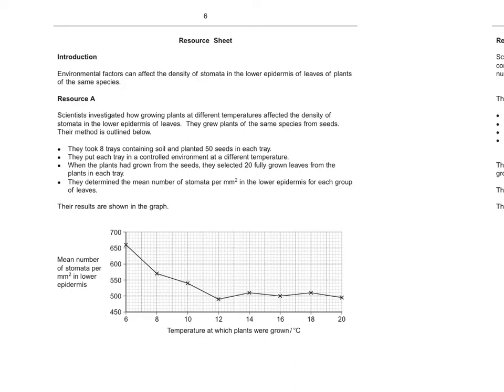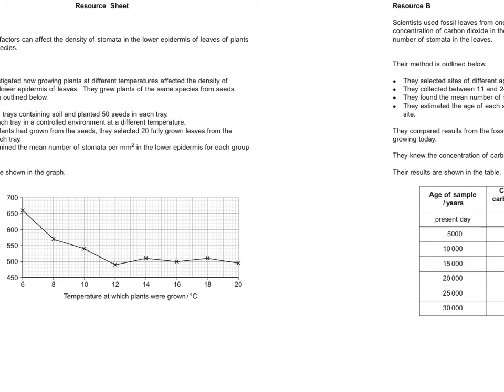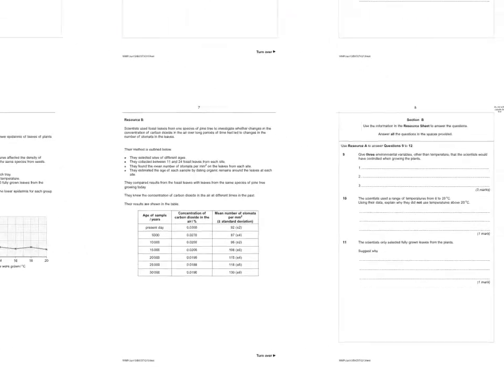Good. The results are shown here. So the temperature at which the plants were grown, and the mean number of stomata. When they're grown in cold conditions, they have lots of stomata. Then it decreases. Then it seems to not do a lot between 12 and 20 degrees C. Okay, so I've taken in resource A. Let's have a look at the questions that refer to resource A first, and then we'll get back to B.